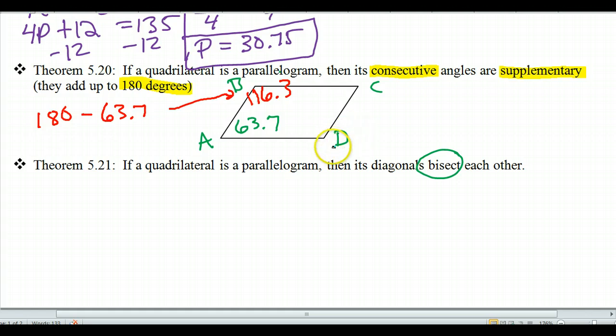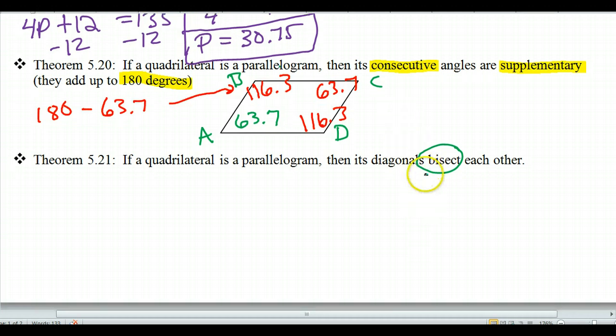Okay? So Daniel, what's angle C going to be? Yeah, angle C will be 63.7 again. And Lisa, what's angle D going to be? 116.3. Okay? So, consecutive angles are supplementary. That was the third rule. Now we've got that down. Now we know opposite sides are congruent, opposite angles are congruent, and consecutive angles are supplementary, adding up to 180. All right, only one more to go.